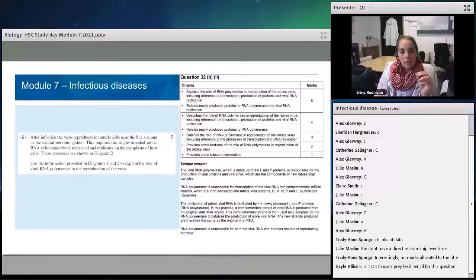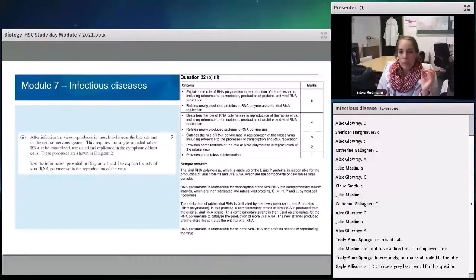So in this case, with the actual answer, the first sentence explains what the actual function of the viral RNA polymerase is. What is the enzyme? What is happening with that enzyme? And then what is the entire procedure? So you can see that the answer is not very long, but it has to be clear and succinct, right? And you can see the links.